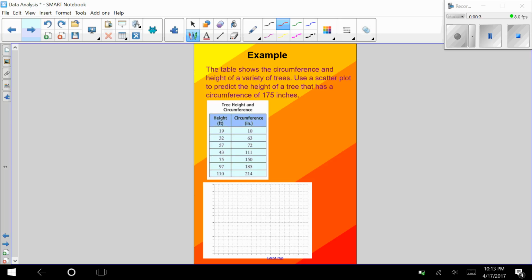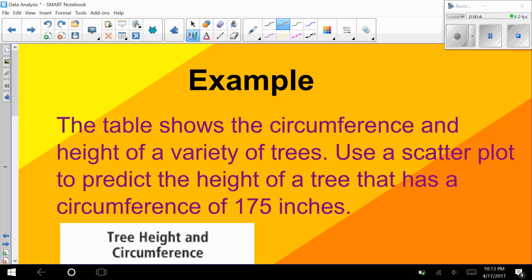So we have a table here that shows the circumference and height of a variety of trees. We're going to use a scatter plot to predict the height of a tree that has a circumference of 175 inches. Let's zoom this in a little bit.